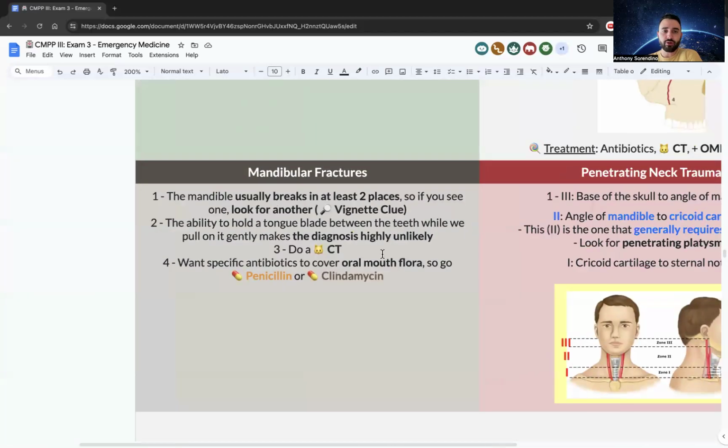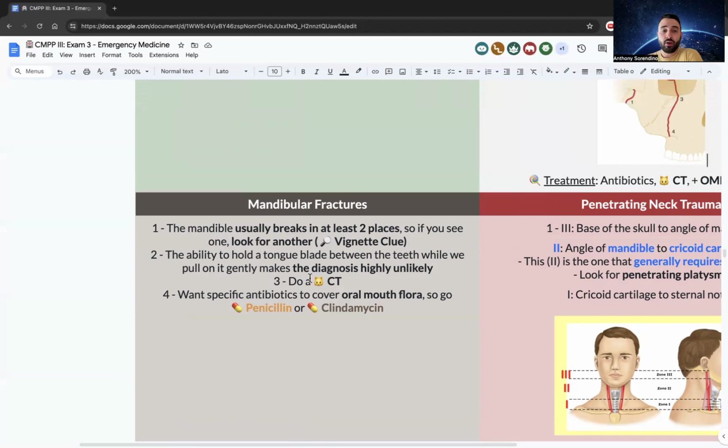Mandibular fractures, I think an important thing here is that they break in at least two places. So if there's a vignette that says, hey, you see a fracture in their jaw, what's your next step? The answer is going to be look for another one because there's probably a second one.